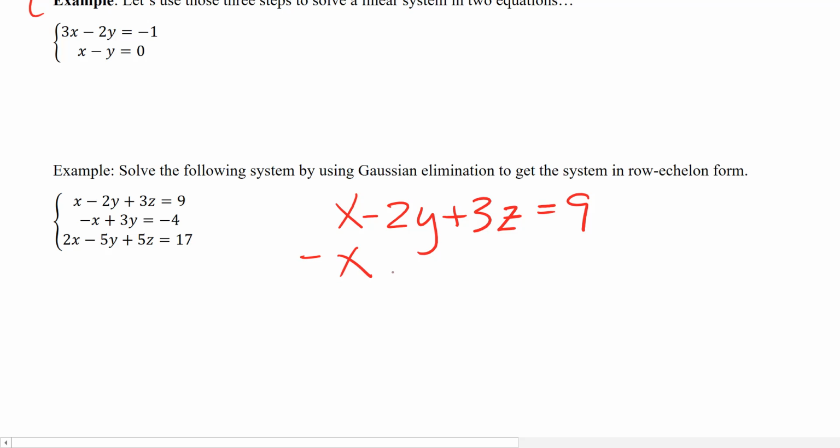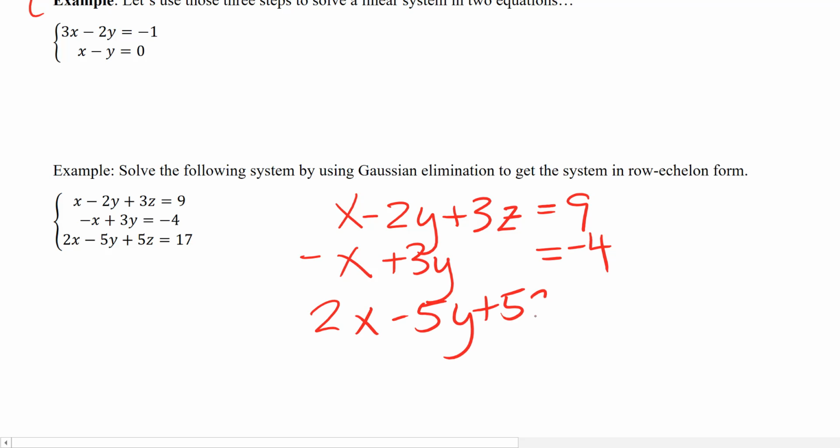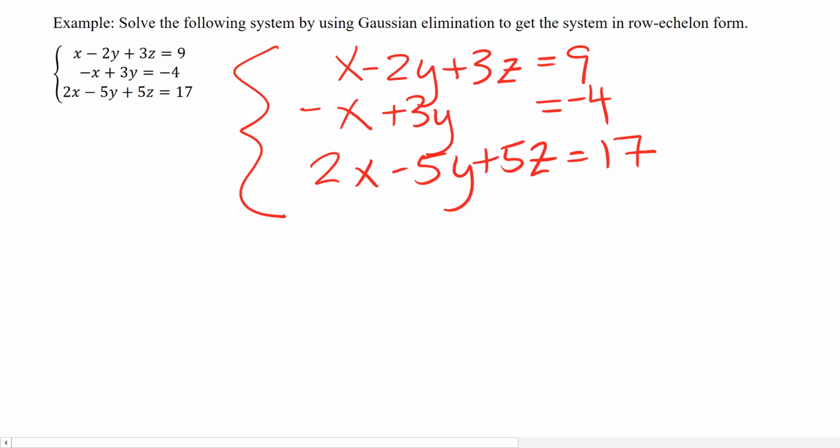So -x plus 3y equals -4, and then 2x minus 5y plus 5z equals 17. Okay, so you've got everything all lined up. All right, now you can call this row 1, row 2, and row 3. I'm just giving them names so that as we do operations with those rows, you'll know what we're doing.